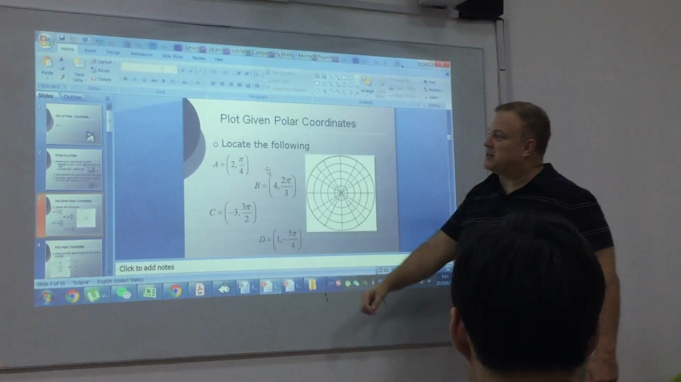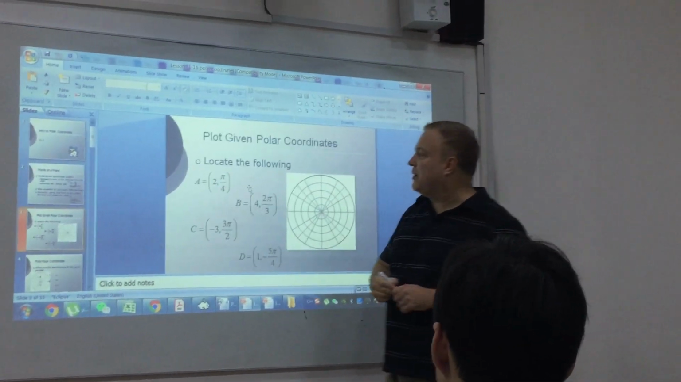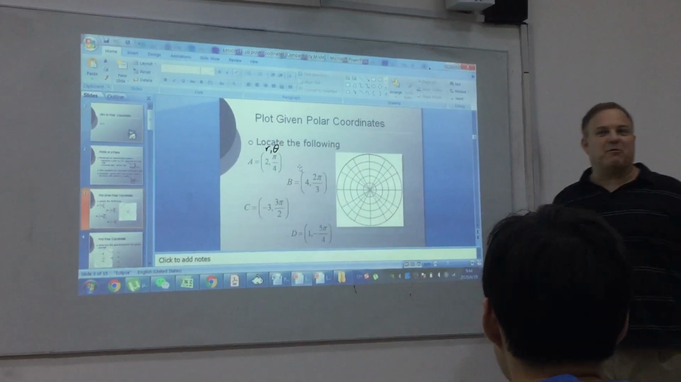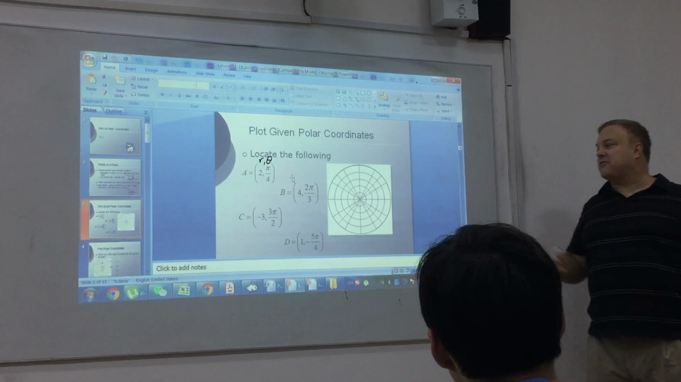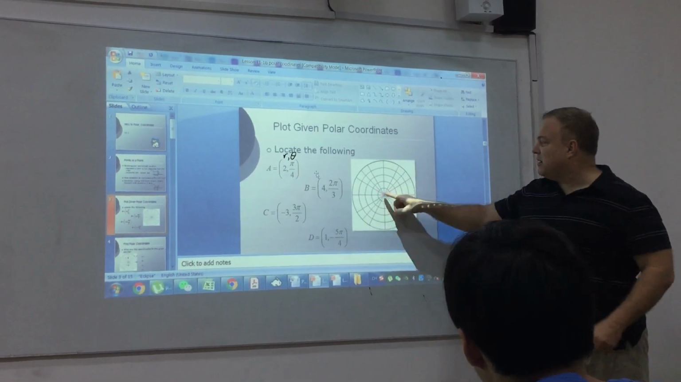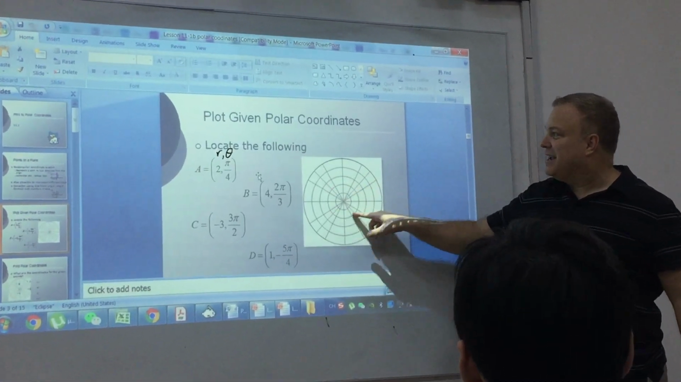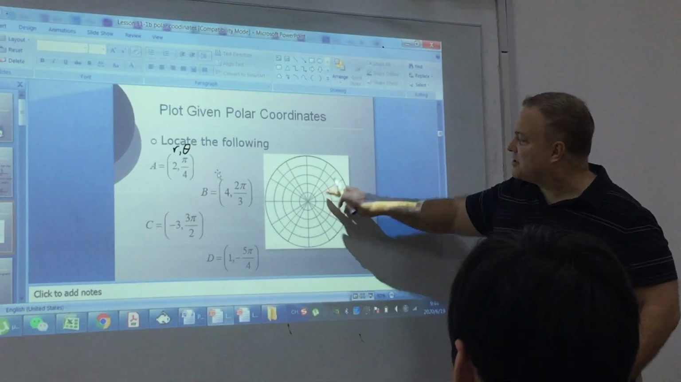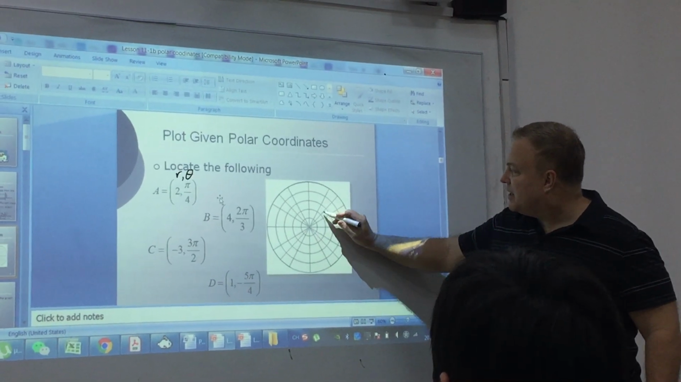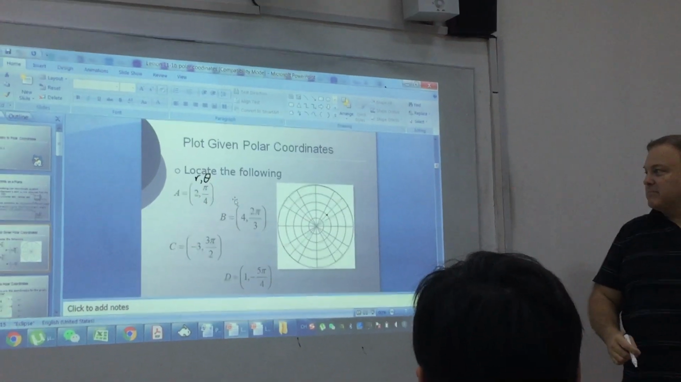So, the first point, 2 comma pi over 4. Now remember, every point is going to start with an R and then the theta. Okay, so the 2 means we're going to go to the second ring, like the second ring road. And then the pi over 4 is obviously this angle right here. So again, we go second ring, 1, 2, and then pi over 4 is right there.